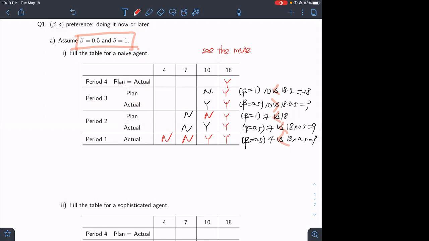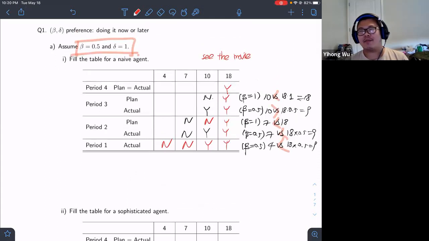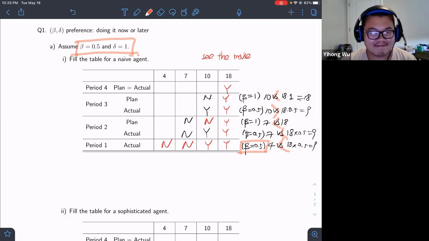Does this make sense? So just to clarify, the plan is basically the case when beta is equal to 1, right? Yes. Okay, I got it. Thank you for the clarification. So when we consider the plans, he's thinking that his beta equals 1. But when he's making the actual choice, we need to use the actual beta, which is 0.5. Does that make sense? Thank you for the question. Very good.